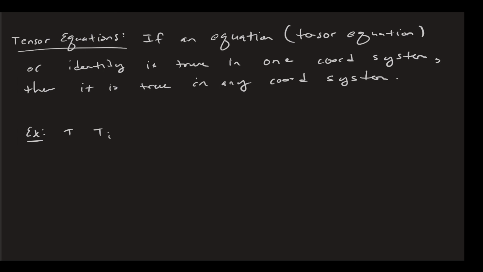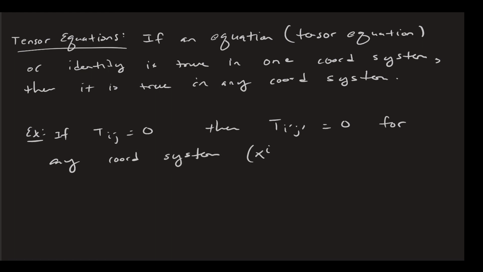if T_{ij} is equal to 0, then T_{i'j'} equals 0 for any coordinate system x_i' separate from the original coordinate system. So if you can find a tensor is equal to 0 in one coordinate system, it will be 0 in every coordinate system. Furthermore, it doesn't matter which coordinate system you use at that point. The tensor equation is true. You can pick whatever coordinate system simplifies the problem the most.